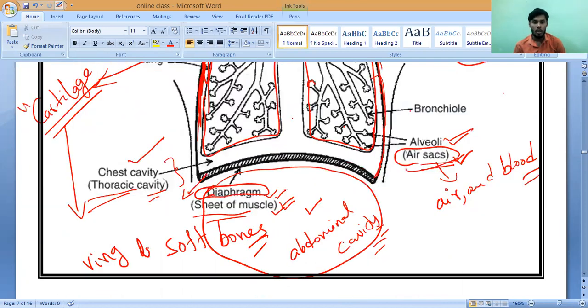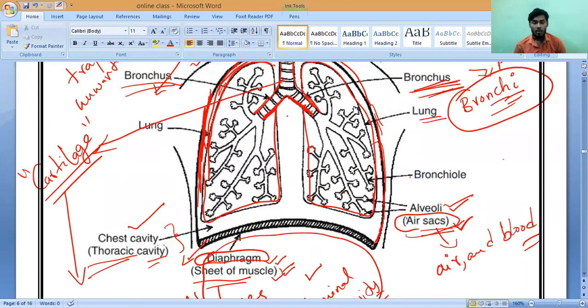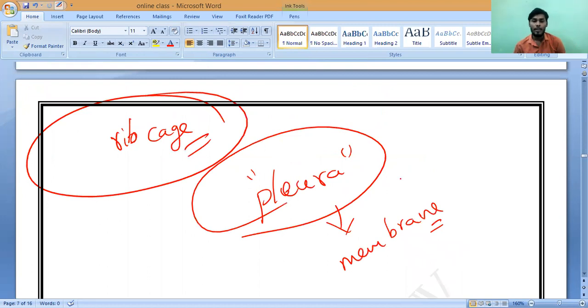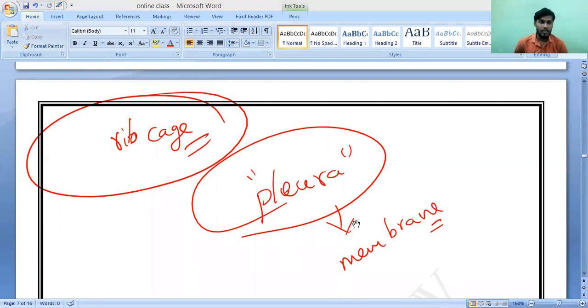So what should we call that? Pleura. You have to note it down. Very, very important for NTSE and for entrance exams and all. Write it: pleura, P-L-E-U-R-A. As we know, it covers the outer surface of the lungs. Outside that, we have a rib cage which is made up of ribs.